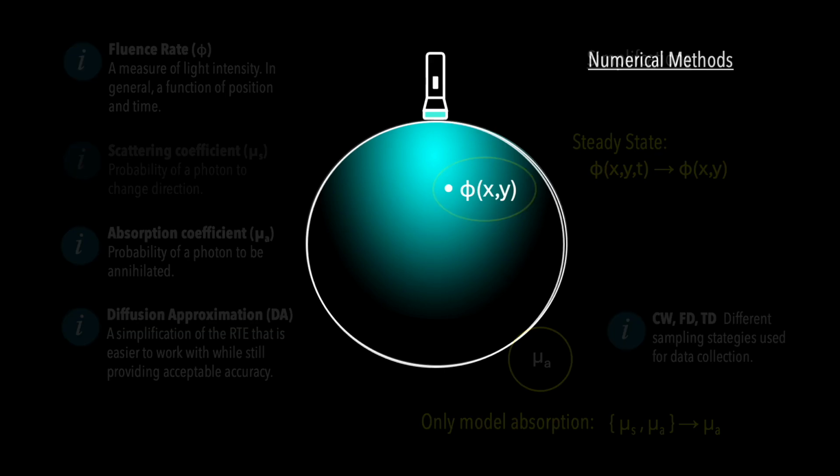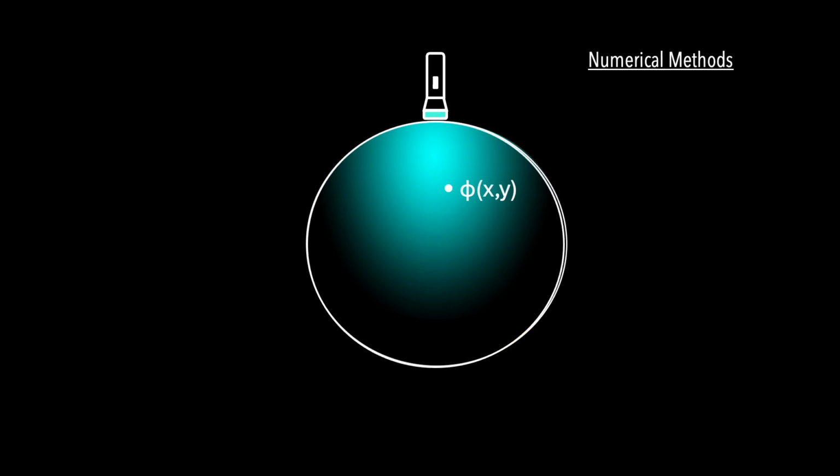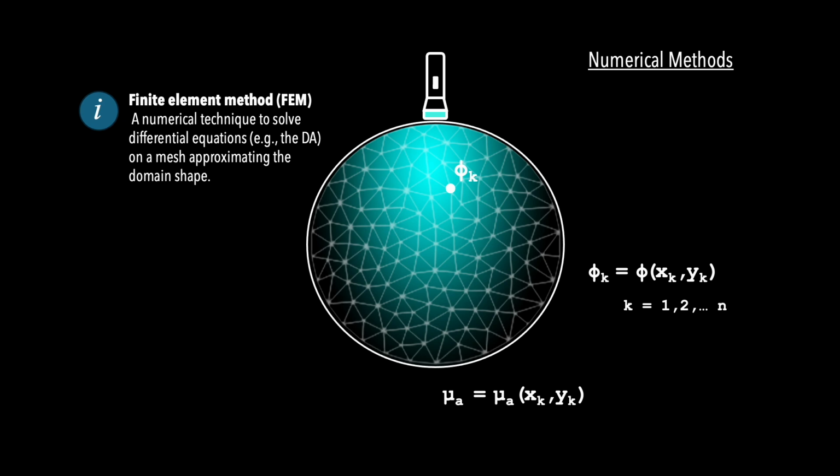Even with these simplifying assumptions, solving the diffusion equation analytically is generally possible only for simple geometries and source distributions. For real-world applications, such as modeling light diffusion inside the skull, we turn to numerical methods. Our tool of choice is the finite element method. Briefly, a mesh is defined that approximates the domain shape. The optical properties and source distributions are defined on the mesh, and the fluence rate is then obtained at the mesh node points by solving a system of algebraic equations.